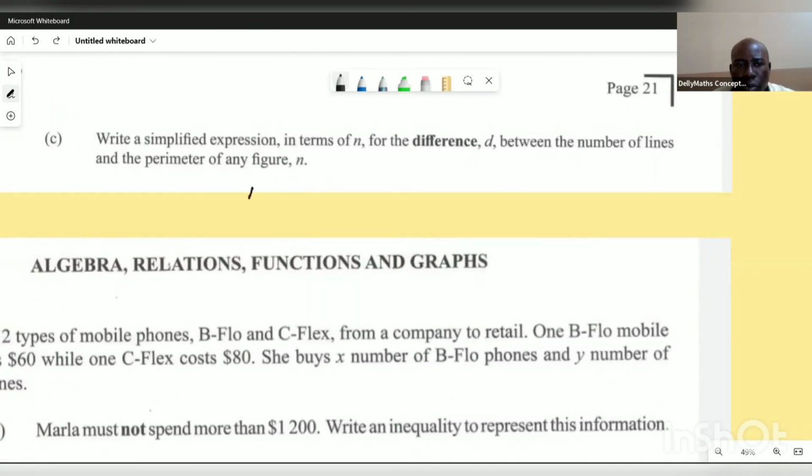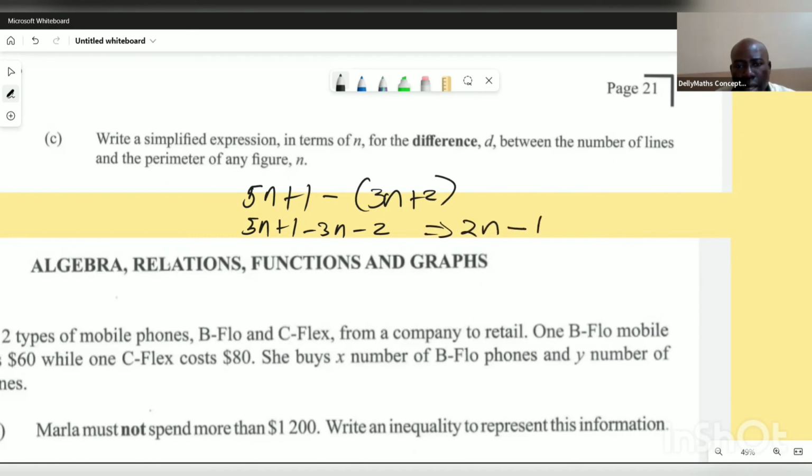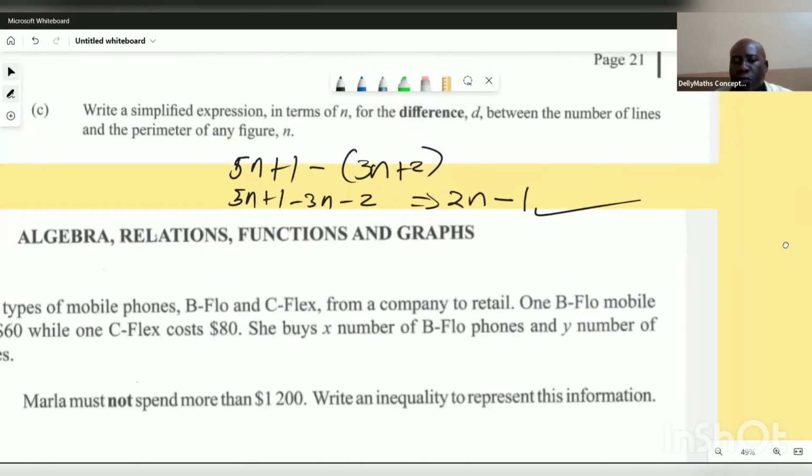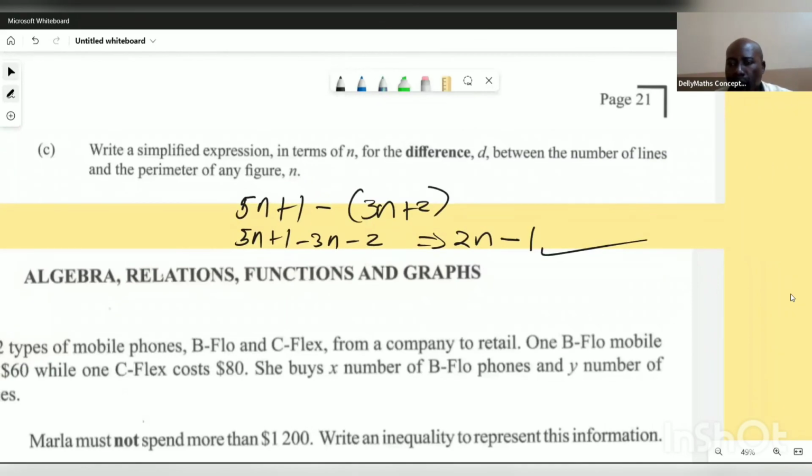All right, good. So we're talking about 5n plus 1 minus, open bracket, 3n plus 2. So this is going to actually produce 5n plus 1 minus 3n minus 2. 5n minus 3n, that's going to give us 2n. 1 minus 2 is minus 1. So I'm looking for 2n minus 1 in terms of n. So we're subtracting, link up your like terms, and then you would write out that as the correct response, as the difference between the two. All right.